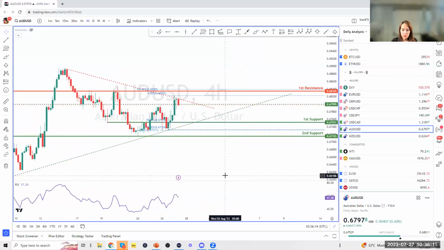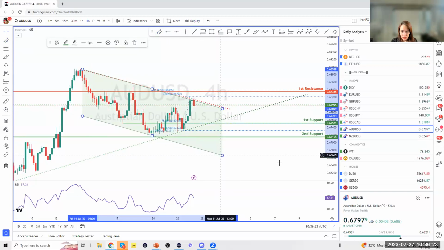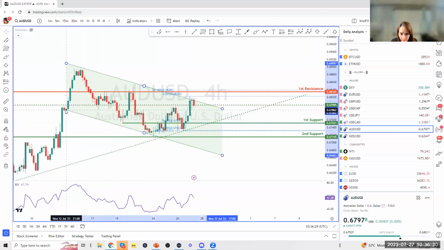See? 1, 2, 3 touches. 1, 2, 3. Okay. Let me see if there is a channel line here. Actually, I use the channel line better because, let me see.